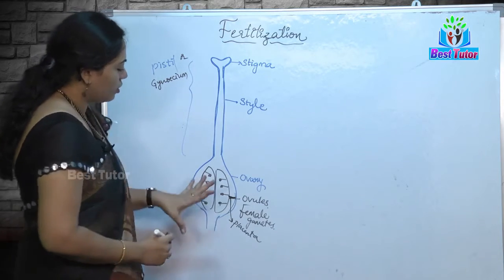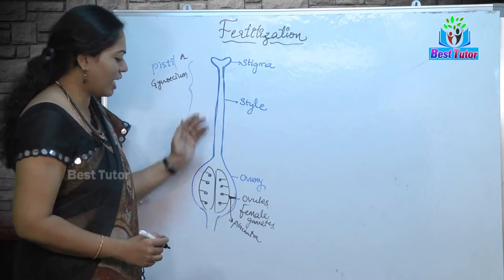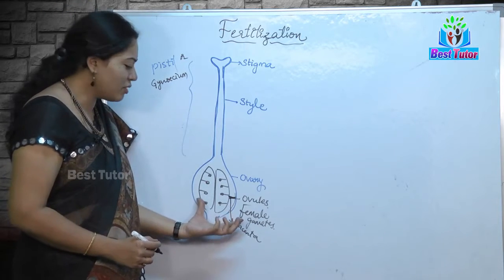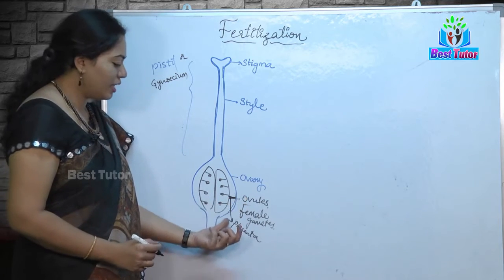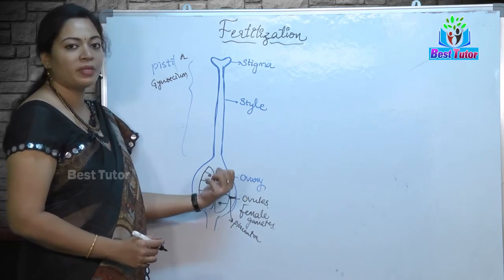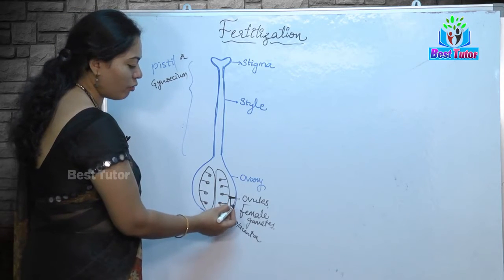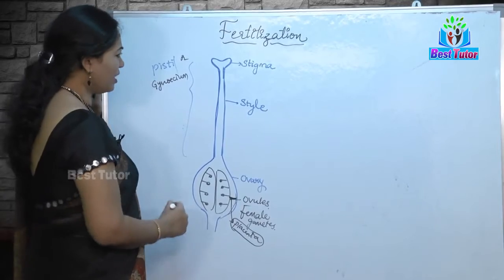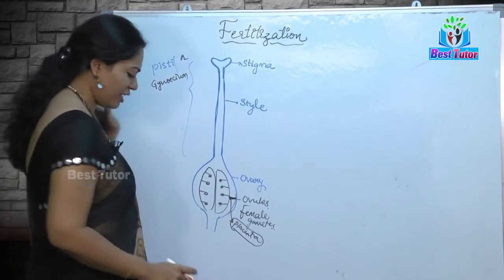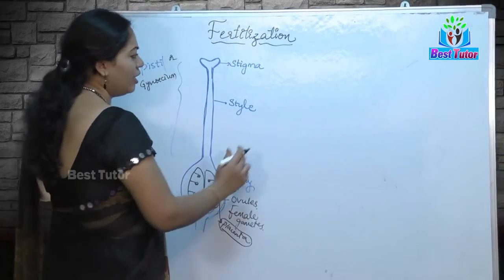So we have understood the overall picture of how the gynoecium looks with the stigma, style and the ovary, which contains the actual female gametes known as ovules. They have the nuclei which help in the fertilization process, and the ovules are connected to the ovary wall with the help of a structure known as placenta. Now, how does this fertilization take place? Before that, we have to understand what is present inside the ovary.